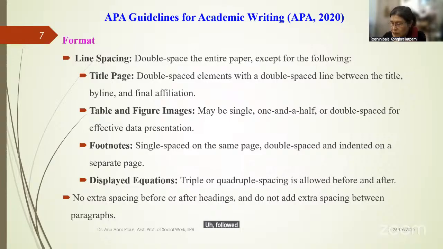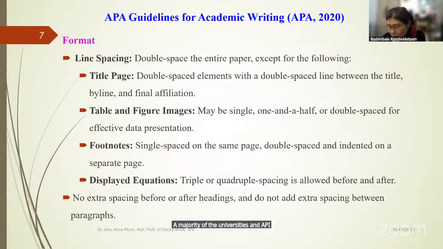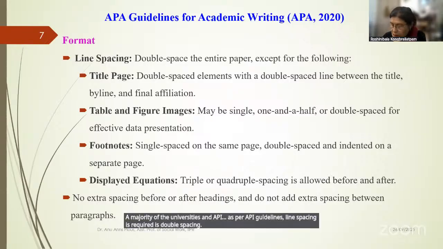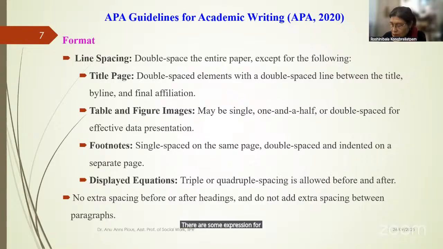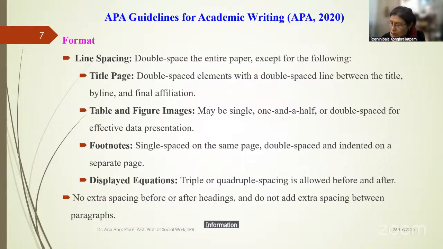Followed that, spacing issue, you have to look at the spacing requirements. Normally, for the majority of universities and as per APA guidelines, the required line spacing is double spacing. There are some exceptions for double spacing in APA guidelines also. In the title page, along with the double space after each section, from title to author information to guide information, you can have one additional space. That is one exception.